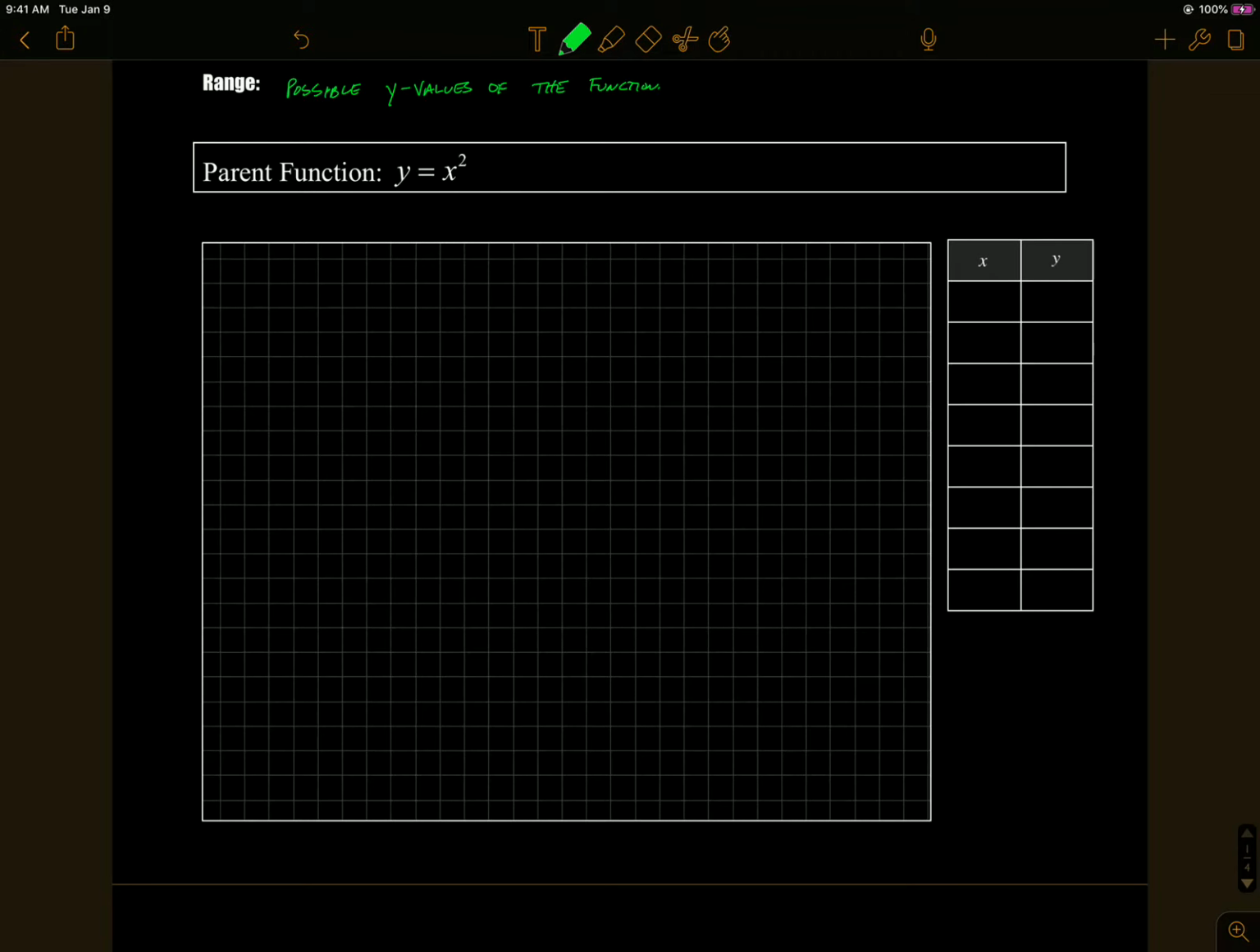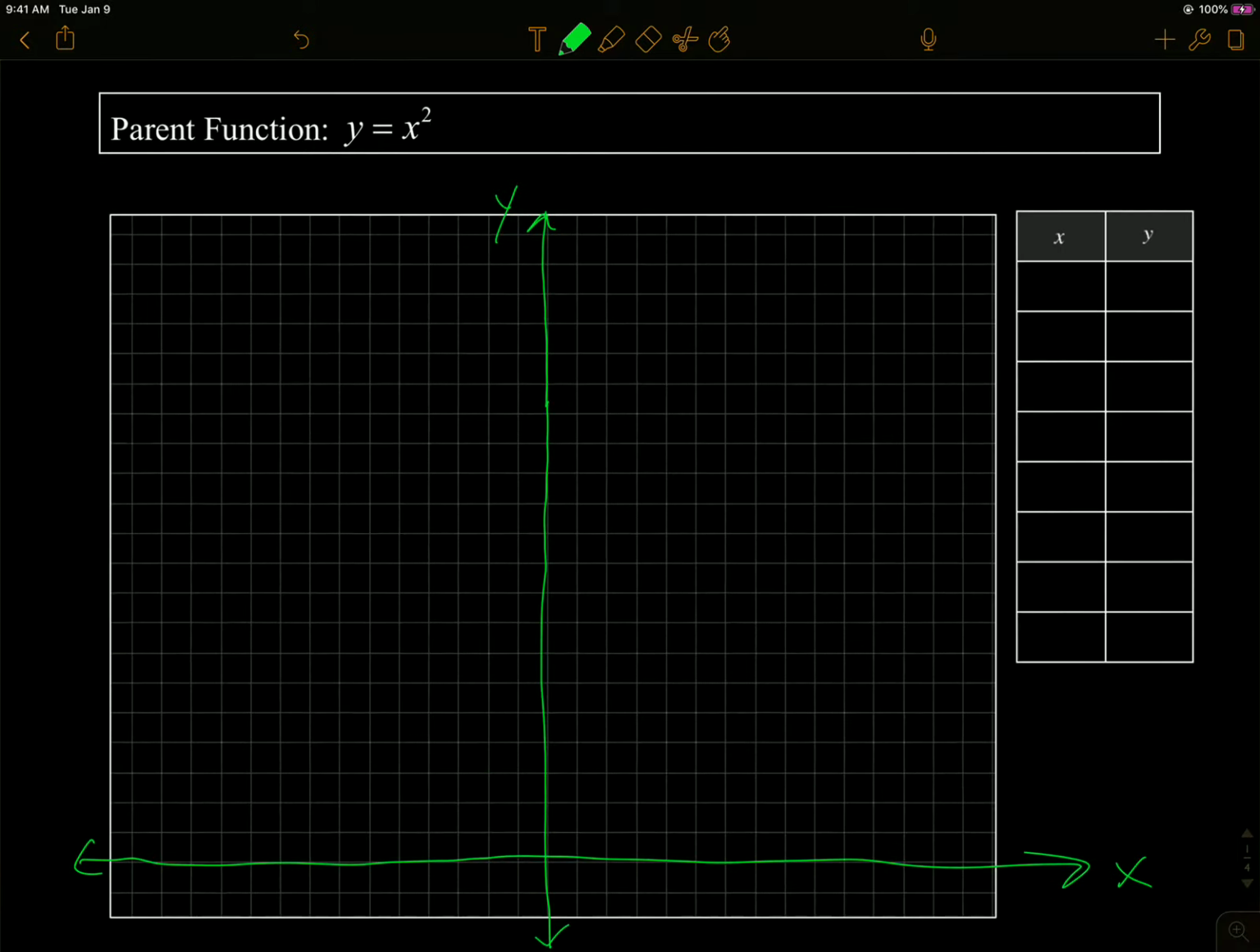So let's look at the parent function, y equals x squared. I'm going to draw my x and y axis like this, because I know the parent function doesn't go below the x-axis. If I want to graph the parent function, we'll use points starting at -3, -2, -1, 0, 1, 2, 3. So if I plug -3 into the parent, I square it, I get 9. -2 squared is 4. -1 squared is 1. 0 squared is 0. 1 squared is 1. 2 squared is 4. 3 squared is 9.